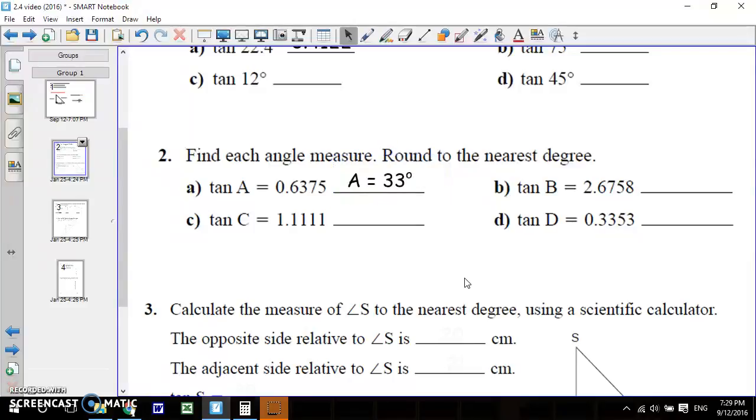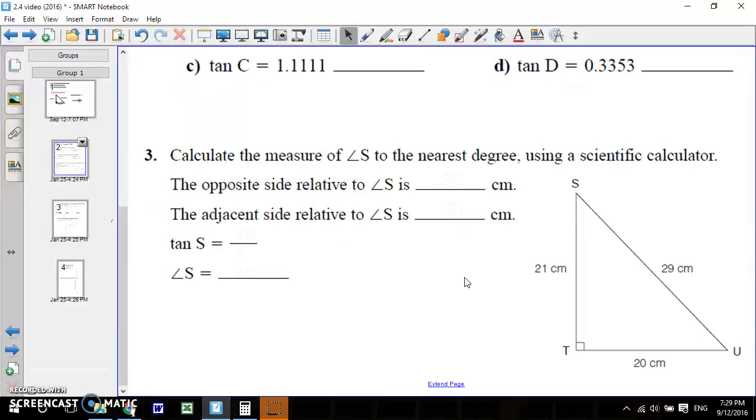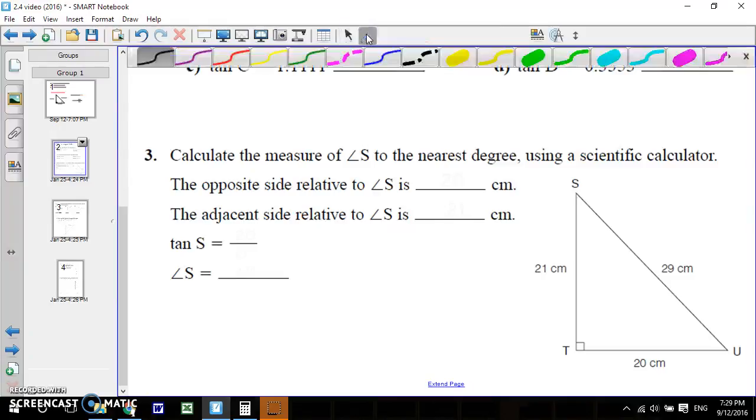So now we have practiced how we can use a scientific calculator to evaluate tangent of an angle or use the inverse tangent function to find the size of an angle. Let's look at a triangle and see how we can use the tangent ratio to find the missing information in a right triangle. Number 3. Calculate the measure of angle S to the nearest degree using a scientific calculator. Alright, so here is angle S.